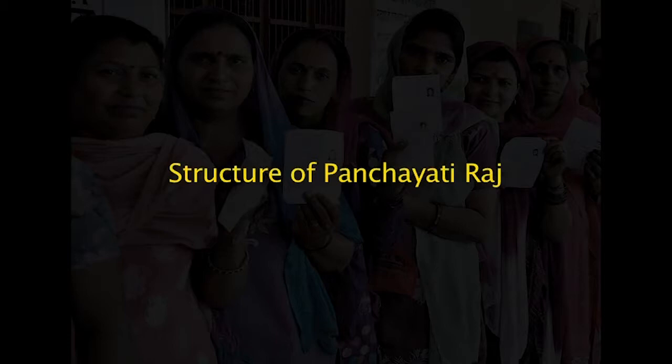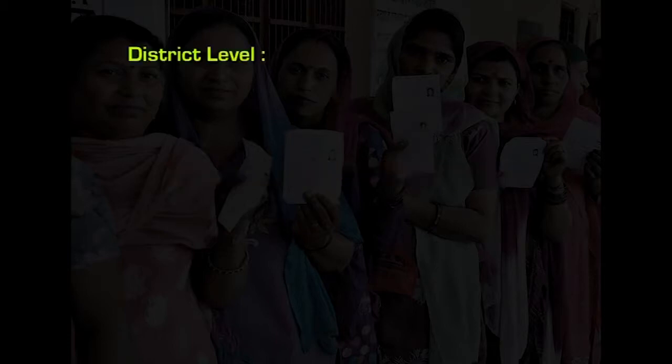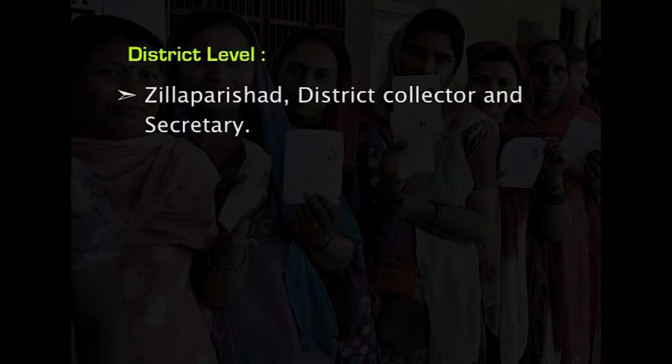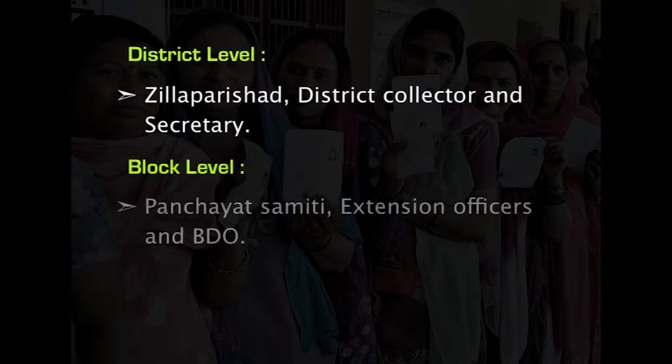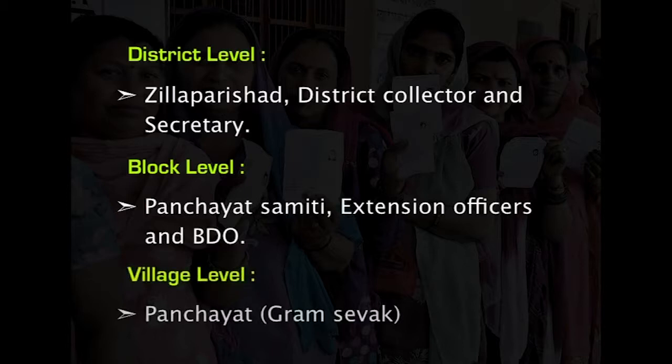Next, let us see the structure of Panchayat Raj. At district level, that is the Zilla Parishad, district collector and secretary. At block level, Panchayat Samiti, extension officers and BDO. At village level, village Panchayat, that is Gram Sevak.